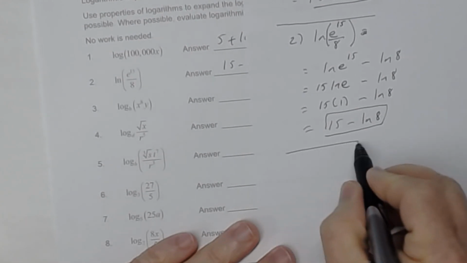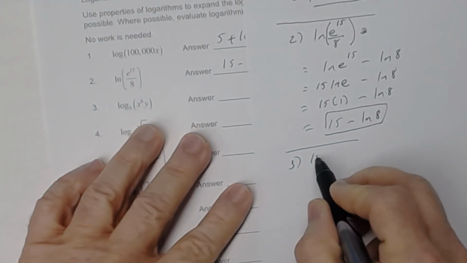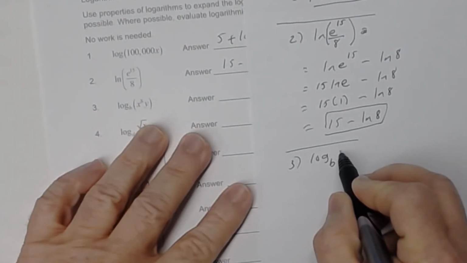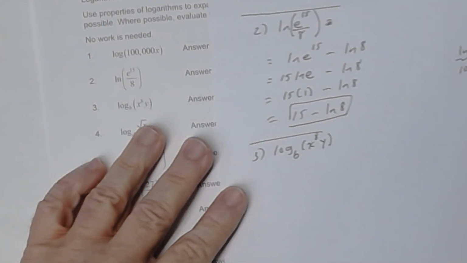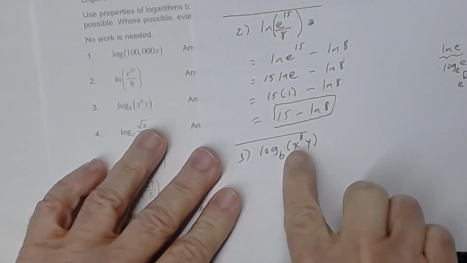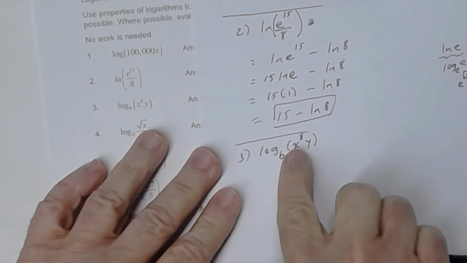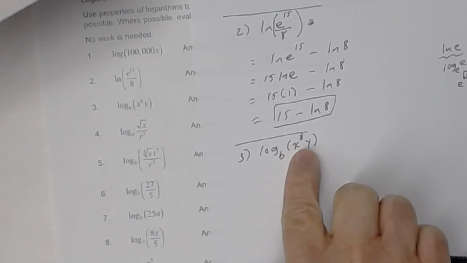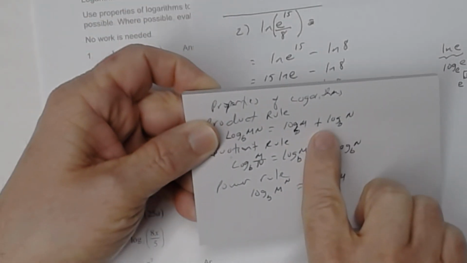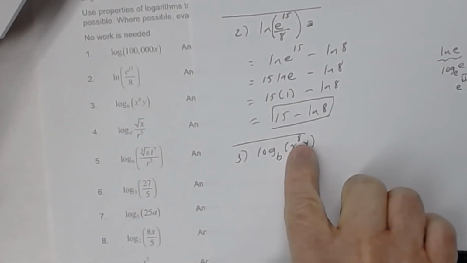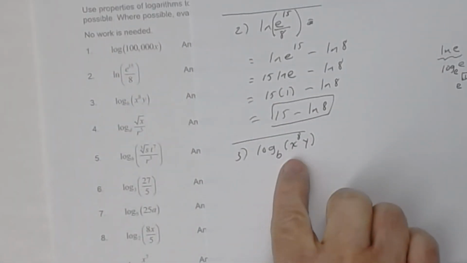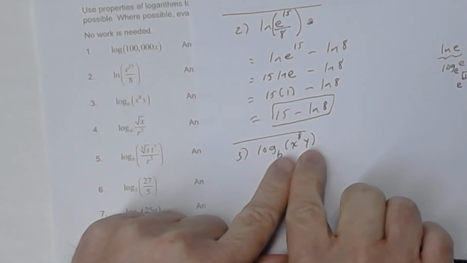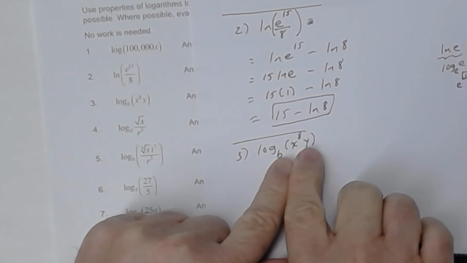Okay, let's look at number 3. Number 3, we have this. We have the log base b of x to the 8th power times y. All right, now, hopefully you can recognize that this is a product. So since it's a product, you're going to change this to an addition problem. You also see an exponent right here. So you're also going to use the power rule at some point. So the first thing you're going to do, though, is you're going to use the product rule first.